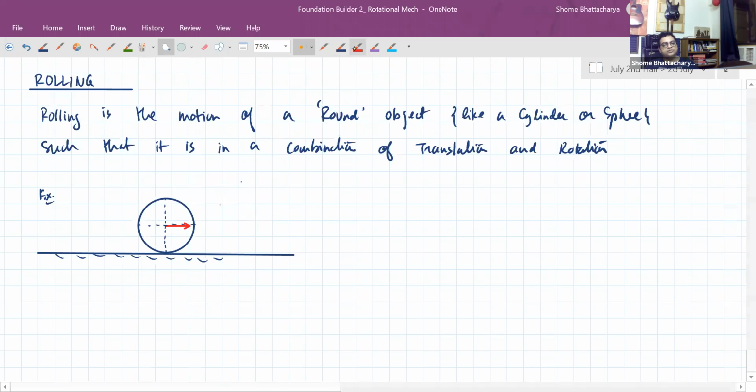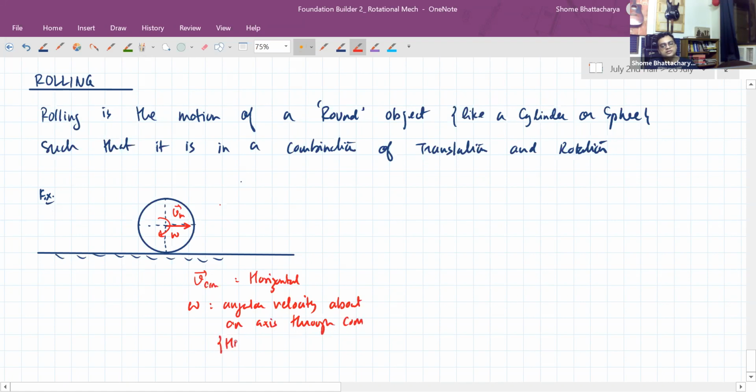The center of mass will have to have a velocity which is parallel to the ground over here, and about it there has to be an angular velocity. So VCM is horizontal, and omega is the angular velocity about an axis through the center of mass. In this case, it's again a horizontal axis. It's clockwise in this case. So this is an example of rolling on a horizontal surface.